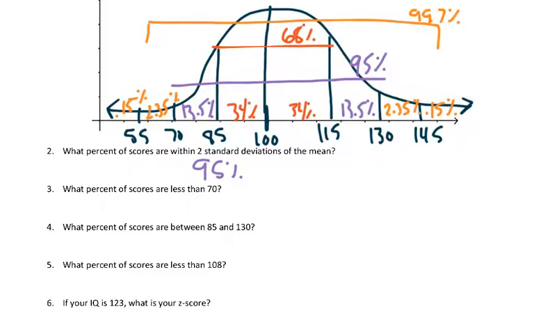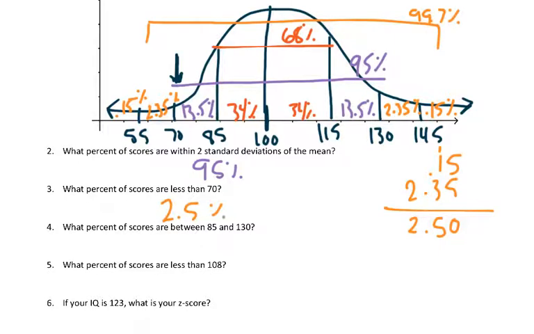So what percent of scores are less than 70? Okay. So because 70 is one of our standard deviations, we can use that. Okay, that's why it's a good idea to know those separate ones, right? Each one of these. So we want to know what's below here. So we would just add those up. So it would be 0.15 and 2.35. So we add those up. Okay. That would be 2.5. So 2.5% are less than 70.